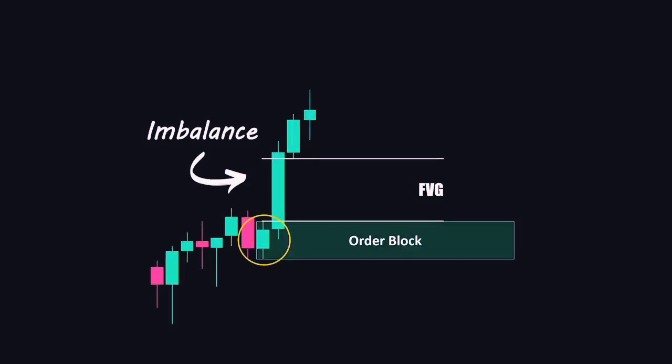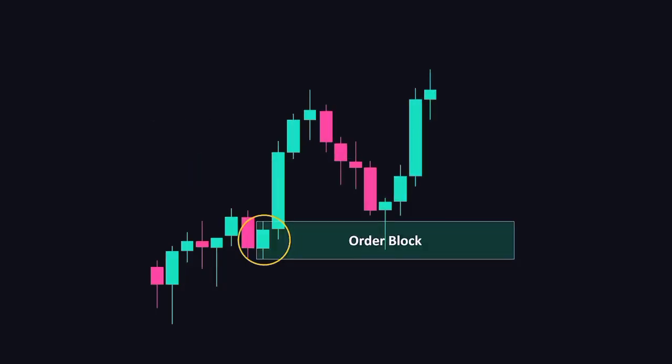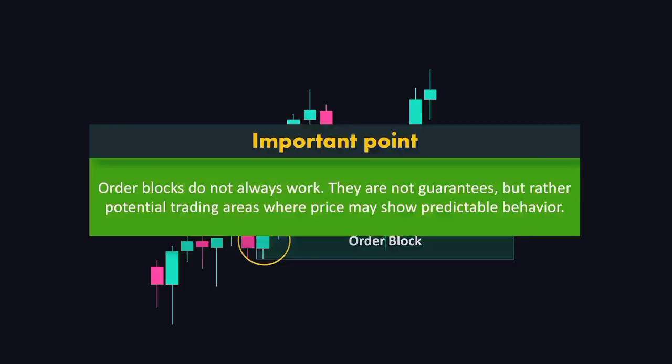This is because the decision behind the strong move likely originated within that area. When price eventually returns to the zone, there is a higher probability that it will react. However, the strength of that reaction depends on whether unfilled orders still remain within the order block. It's important to note that order blocks do not always work. They are not guarantees but rather potential trading areas where price may show predictable behavior.